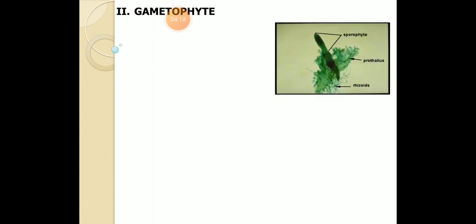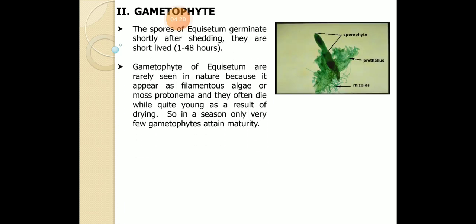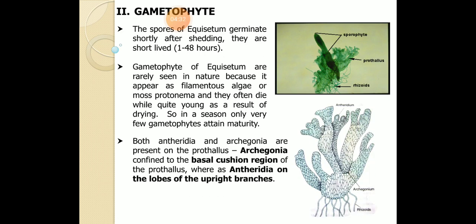Coming to the gametophyte, that is the reproduction, the gametes. There are two types of gametes, male and female, present in Equisetum. They resemble algal masses of filaments in nature.